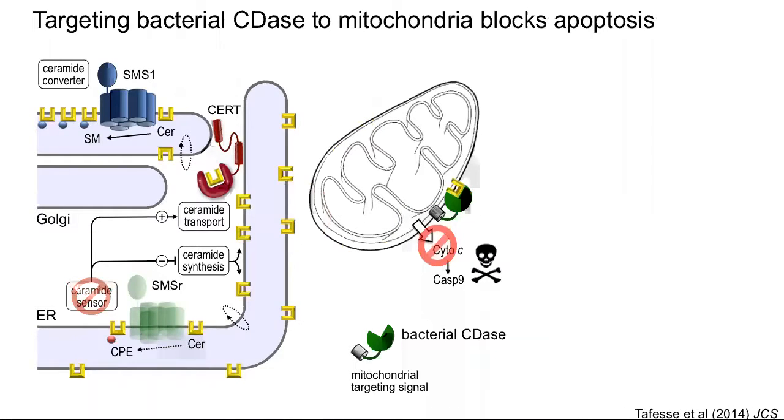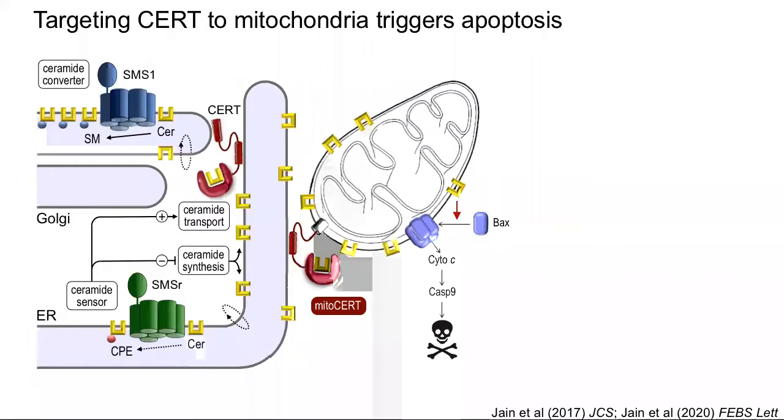So, for example, how do we actually know that the arrival of ER ceramides in mitochondria is a critical step in committing these SMSR-deficient cells to death? Well, the first indication for this was that targeting a bacterial ceramidase to mitochondria rescued the SMSR-deficient cells from undergoing apoptosis. And this result also implied that it was the intact ceramides and not their breakdown products that are responsible for inducing apoptosis.